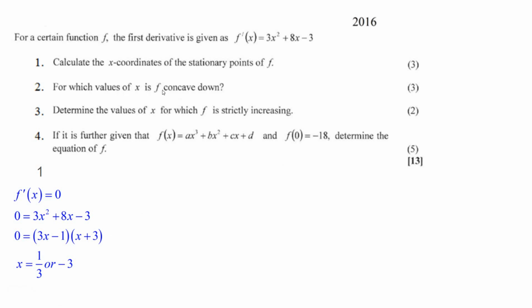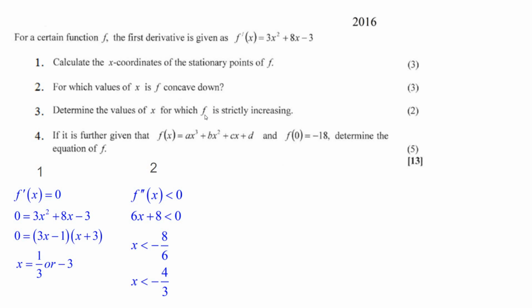For which values of x is f concave down? Well, all we'd have to do is find the second derivative and make it less than 0. That's when it's concave down. Well, 6x plus 8 is the second derivative. Less than 0, we subtract 8, divide by 6. It's going to be when x is less than -4/3. This isn't such a tough question.